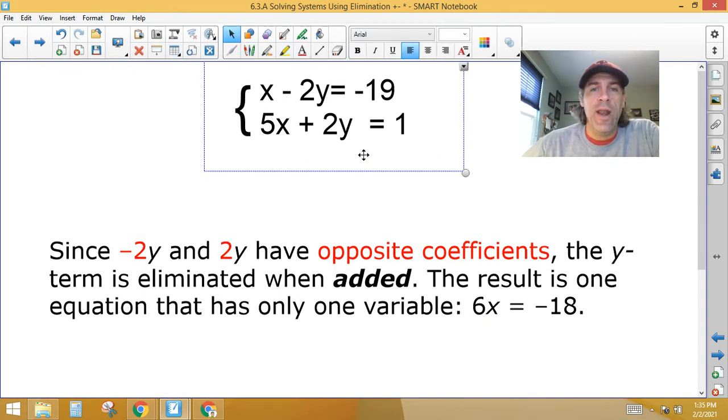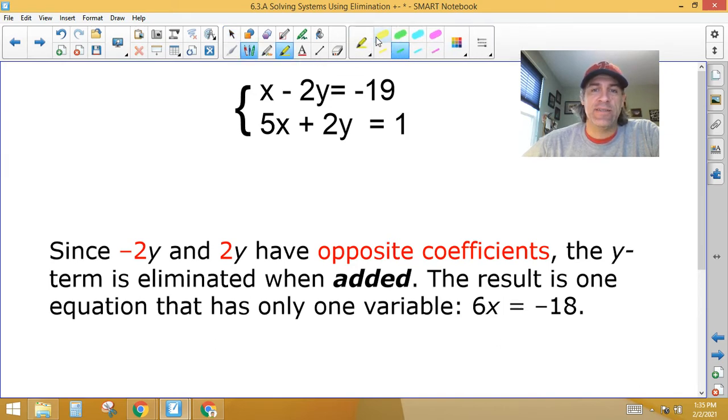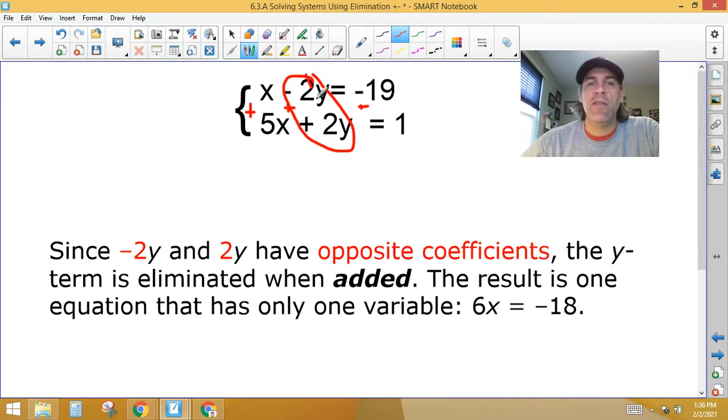All right, when I combine these equations, when I add each piece of it, the 2y and the -2y, they have opposite coefficients. They are canceled out. And I'm left with 6x equals, this is a plus sign, -18.